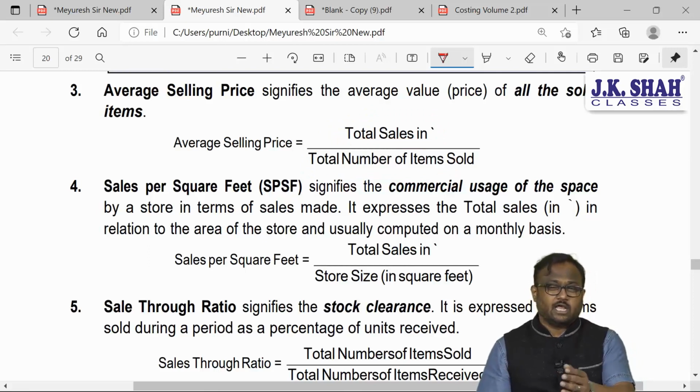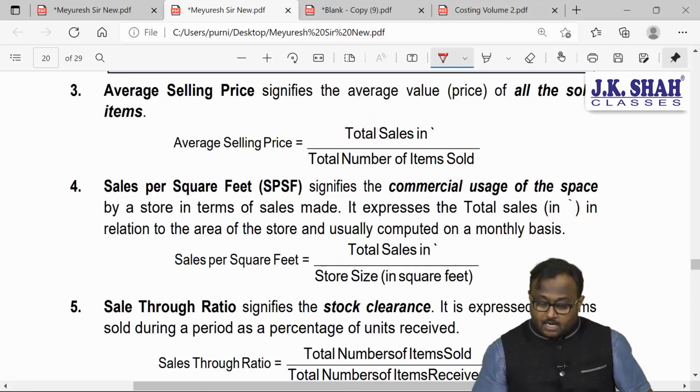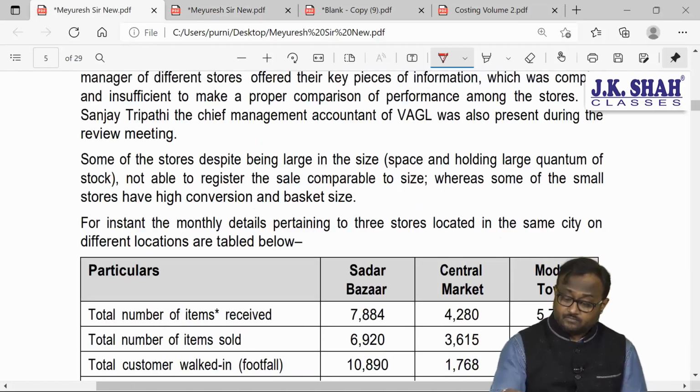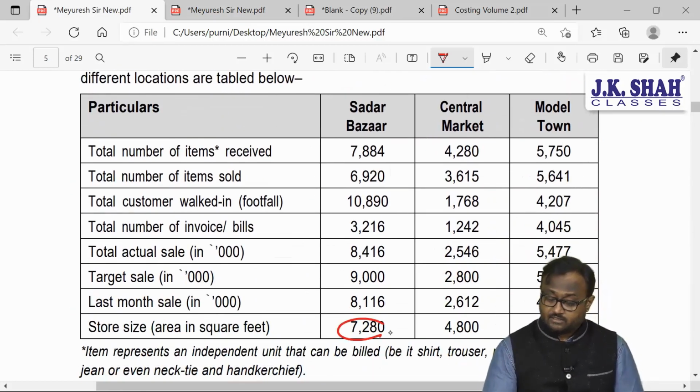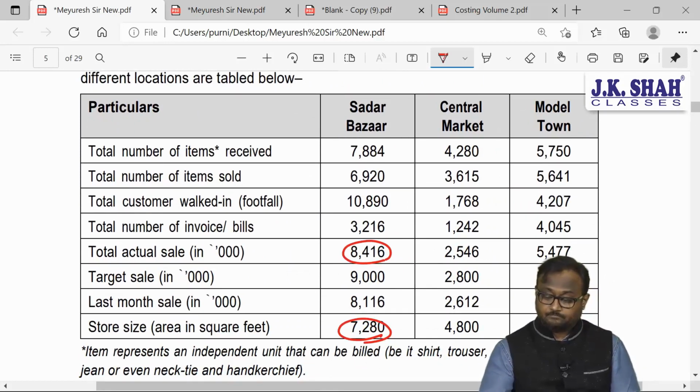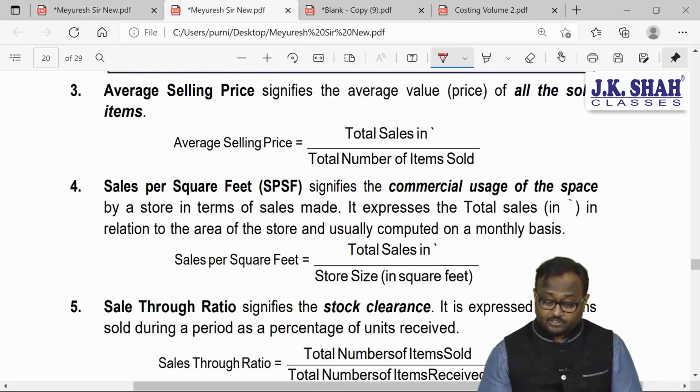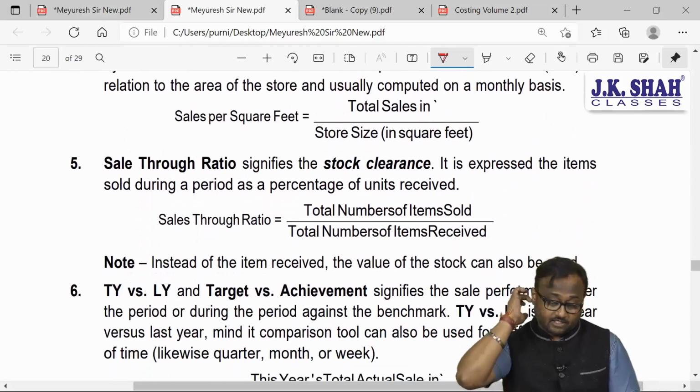Of course, there is no direct nexus between this. Then sale per square foot can also be taken as a base. That can also be taken as a key performance indicator, total sales divided by square feet.